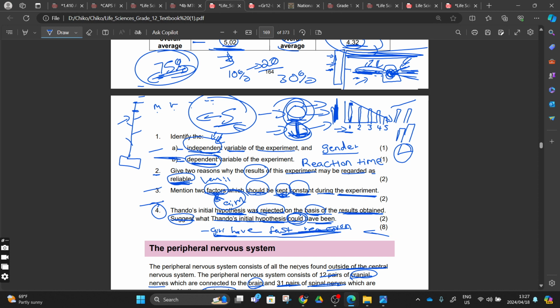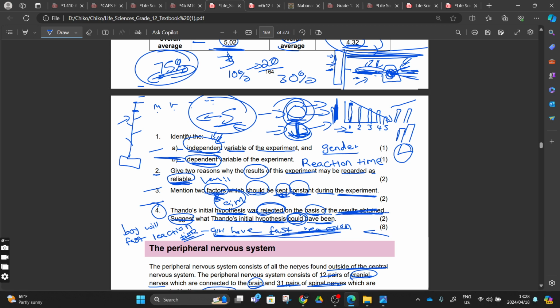Now, the hypothesis of Tando, if it was rejected, could be that Tando thought the boys will have a fast reaction time, right? Or reaction, as we are testing reaction. You may have thought that boys will have the fast reaction, which was rejected on the basis of the results obtained.